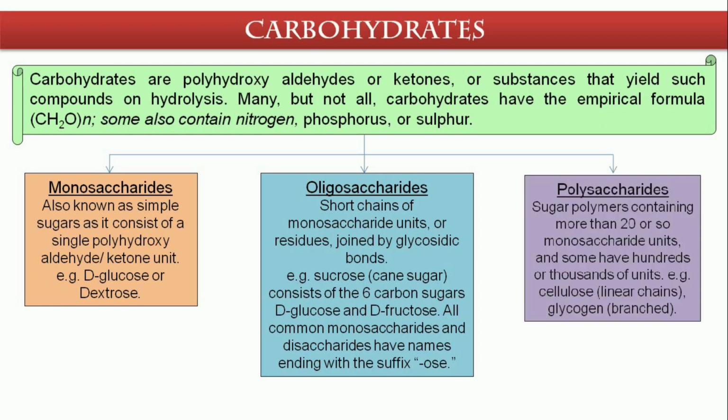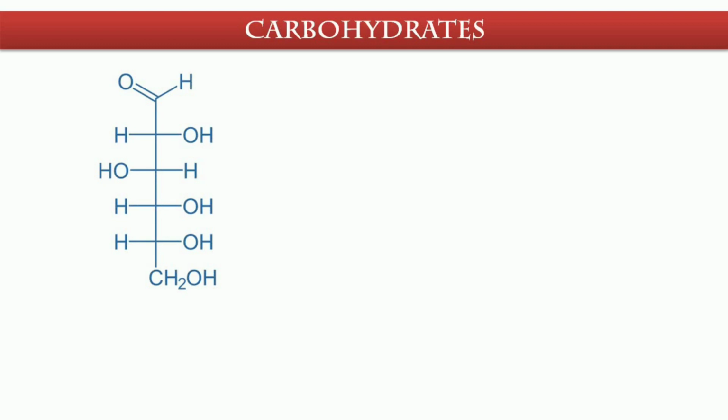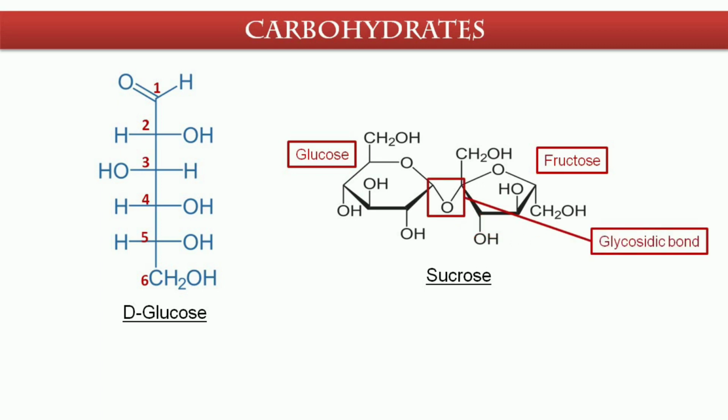Now the third one is polysaccharides. Sugar polymers containing more than 20 or so monosaccharide units, and some have hundreds or thousands of units also. Examples are cellulose for linear chain polysaccharides and glycogen for branched chain. Now here is an example of D-glucose, which consists of 1, 2, 3, 4, 5 and 6 carbons. Here is an example of sucrose, which is made up of glucose and fructose units and is joined by the glycosidic bond.